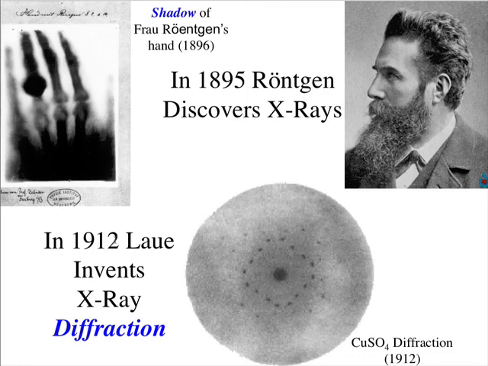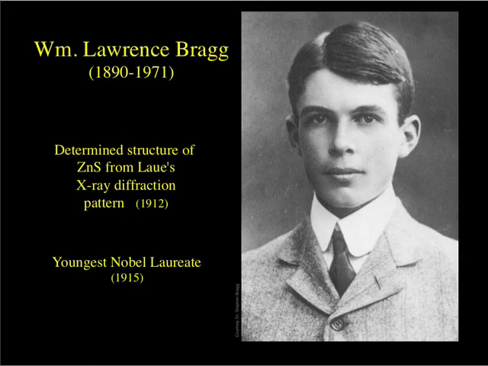In 1912, Max von Laue invented X-ray diffraction, which is what we've talked about, where you bombard a sample with X-rays, and the X-rays will cause the electrons to vibrate, and it will also cause the X-rays to diffract. And if you look at that diffraction pattern, you can infer the structure of your molecule. This was a diffraction pattern of copper sulfate taken in 1912, the first X-ray diffraction of a molecule that was ever taken. William Lawrence Bragg was the first to determine the structure of something from von Laue's X-ray diffraction pattern.